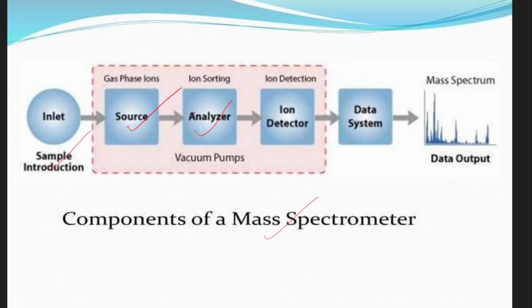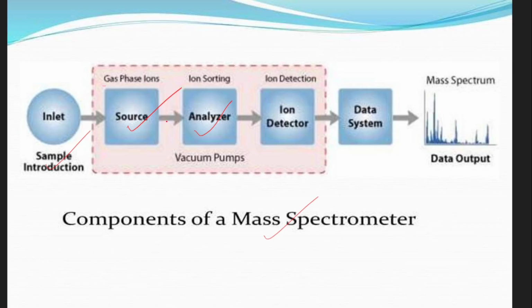Coming to the analyzer. The analyzer sorts ions based on their mass to charge ratio, that is m by z. The types of analyzers used are quadrupole. It uses oscillating electrical fields to selectively transmit ions with a specific mass to charge ratio. Common in routine analysis due to its accuracy and speed. The next type of analyzer used here is time of flight, TOF. It measures the time ions take to travel a fixed distance. The lighter ions reach the detector faster, providing high resolution results.